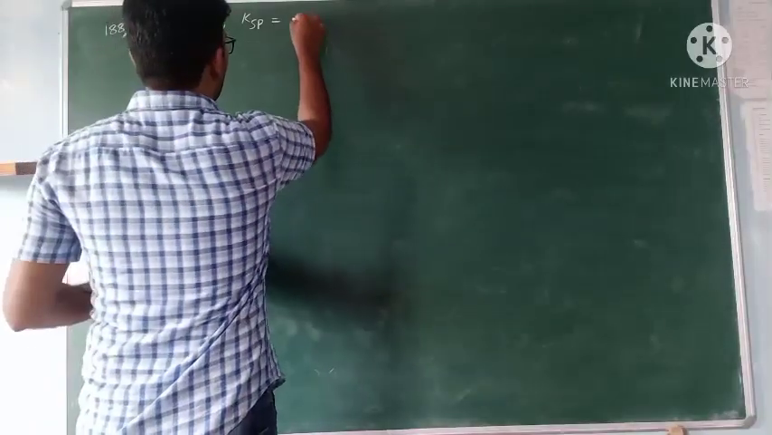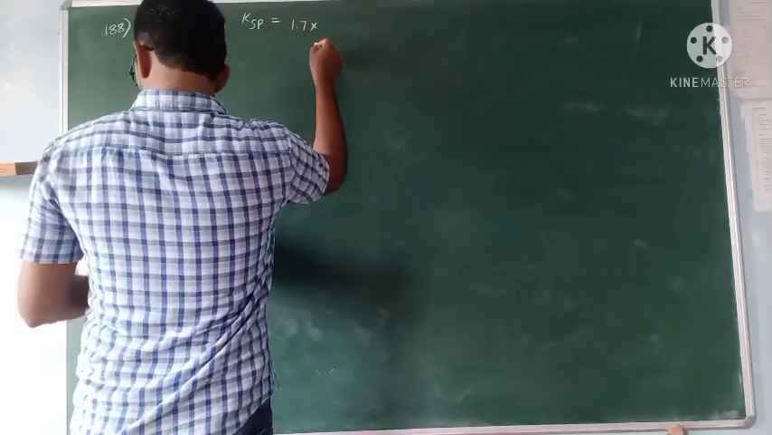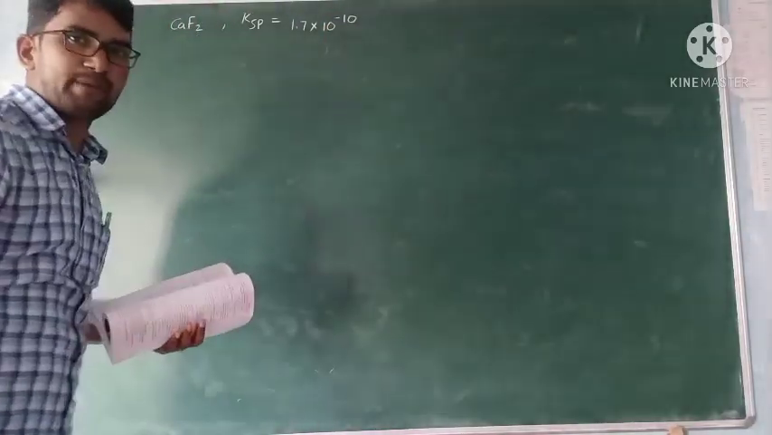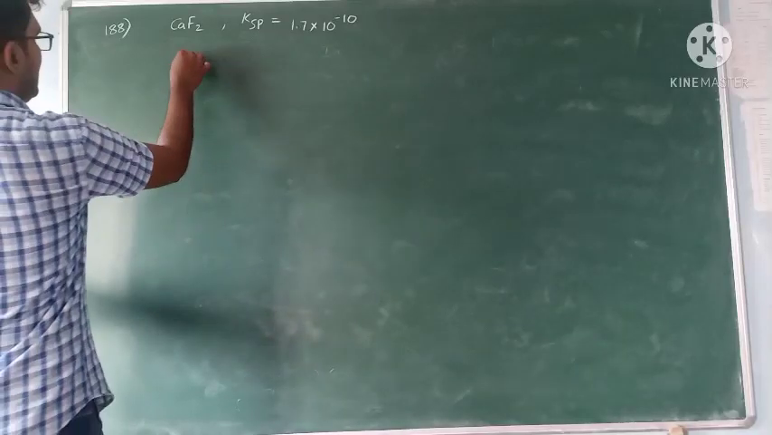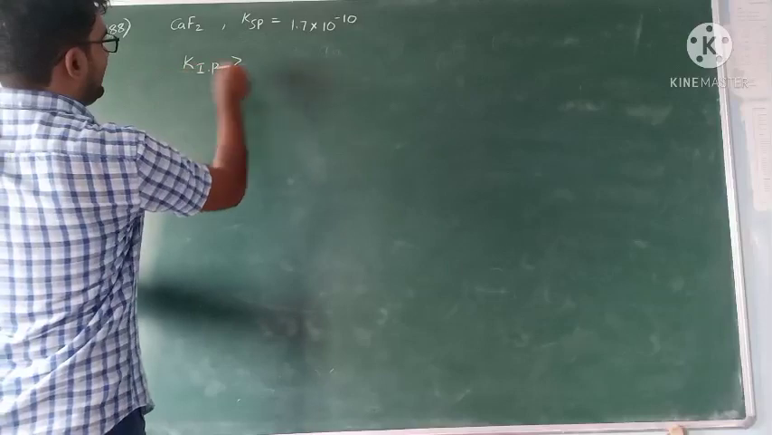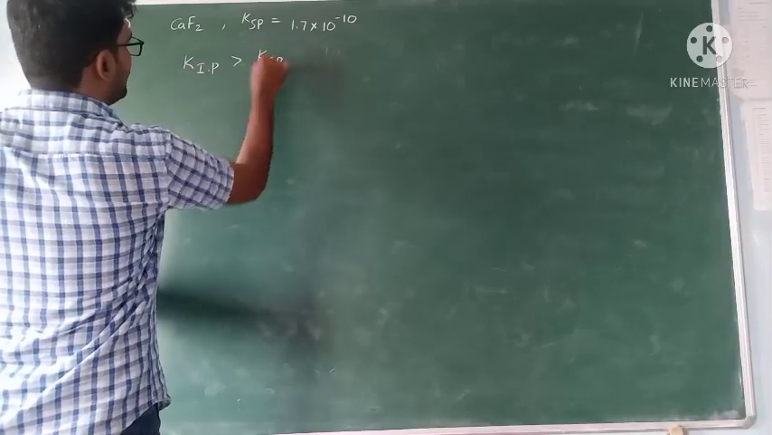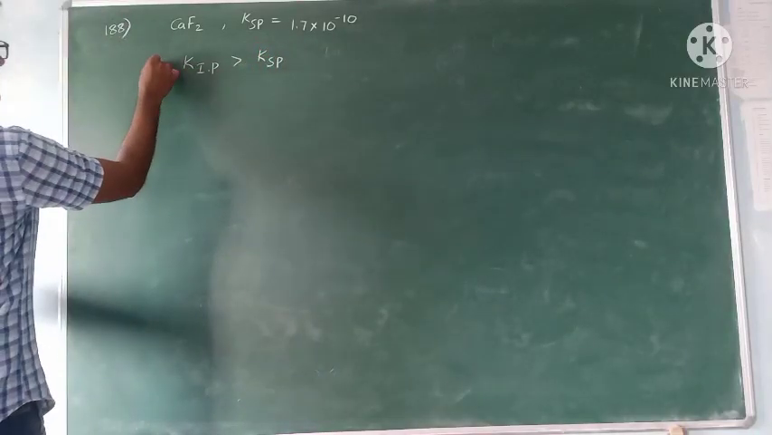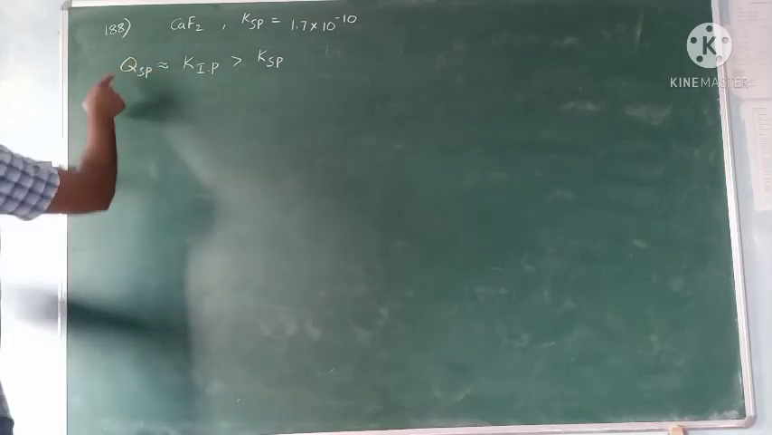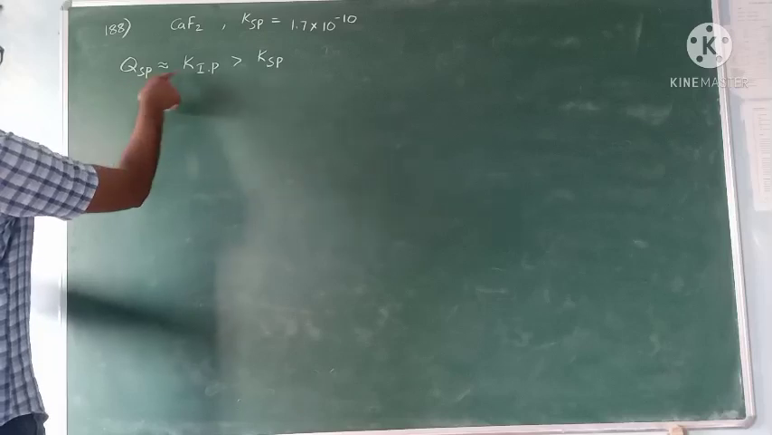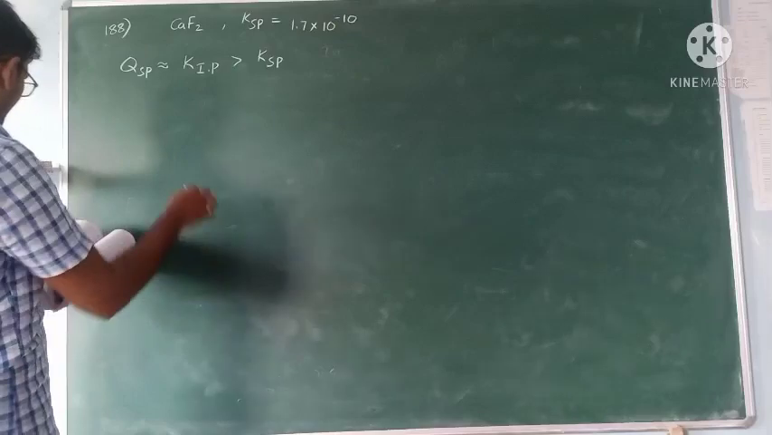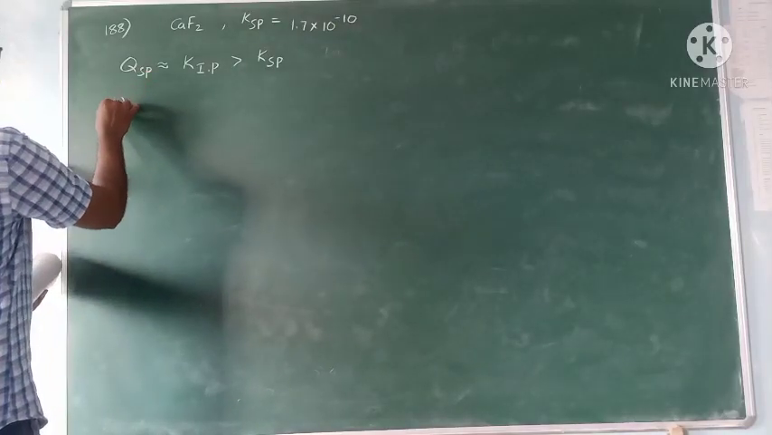KSP is equal to 1.7 into 10 to the power of minus 10. What is the condition for the precipitation formation? KIP, ionic product value, is greater than solubility product value. This KIP is nothing but QSP. Both are same. QSP means ionic product. KIP is also called ionic product. So for this problem, first let's take the first option.